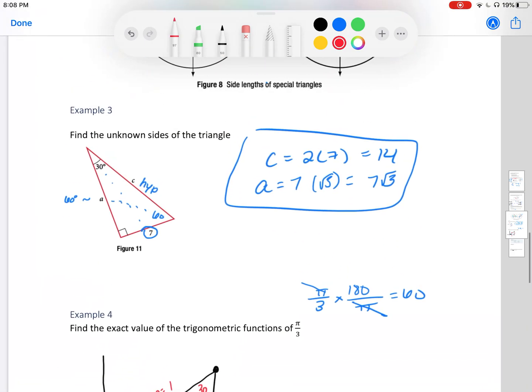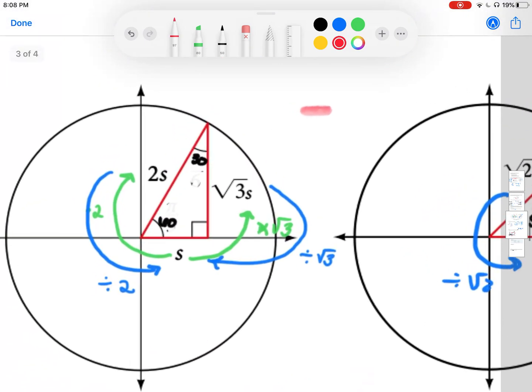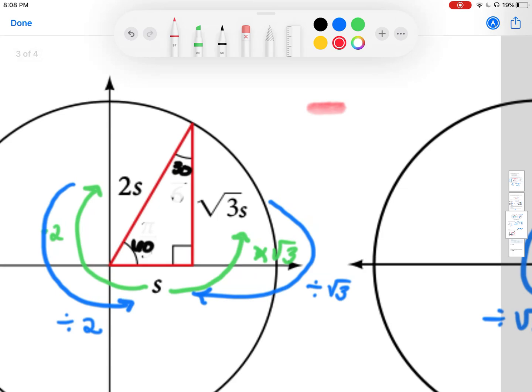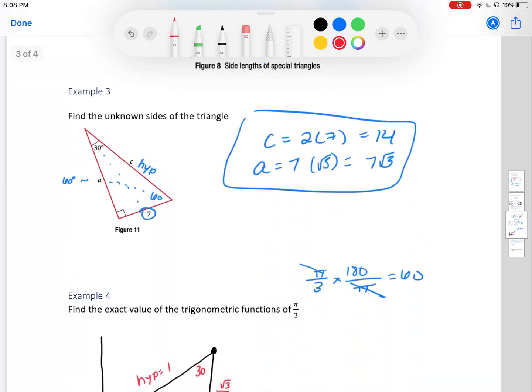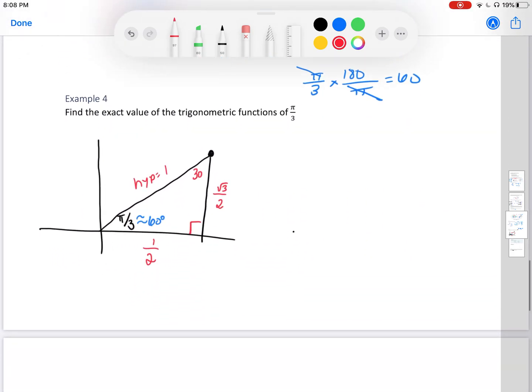How did I get this? This proportion. I only know my hypotenuse is 1, which is this guy. It's twice as much as my 30 degrees. So to find 30, I would divide by 2. And to get from 30 to 60, I would multiply a radical 3 to my 30 measurement.